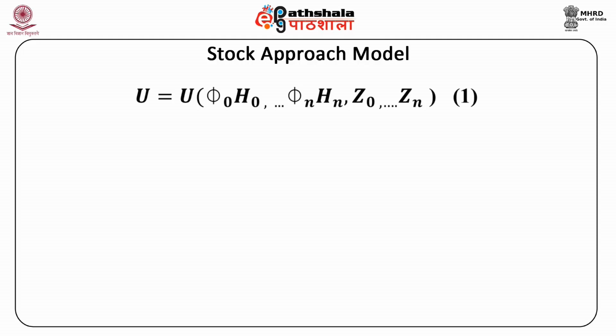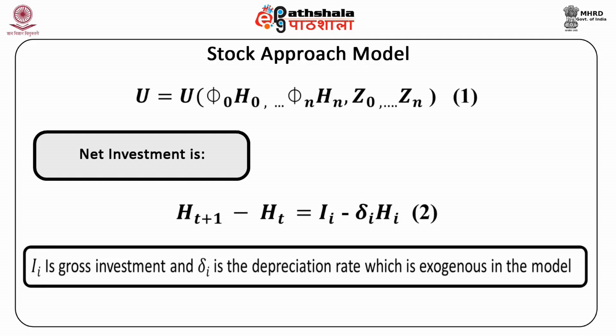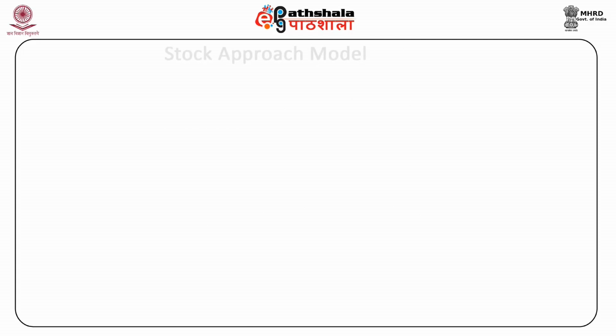Death occurs when Hi equals H minimum. So the question is to maximize utility subject to resource and production constraints. Also, net investment is Hi+1 − Hi = Ii − δiHi, equation 2. Ii is gross investment and δi is the depreciation rate, which is exogenous in the model. The consumer has gross investment in health and commodities in the utility function as per the individual production function.